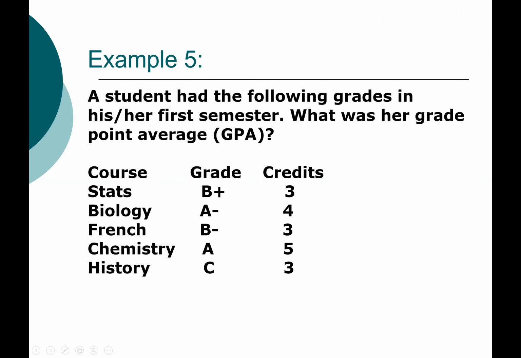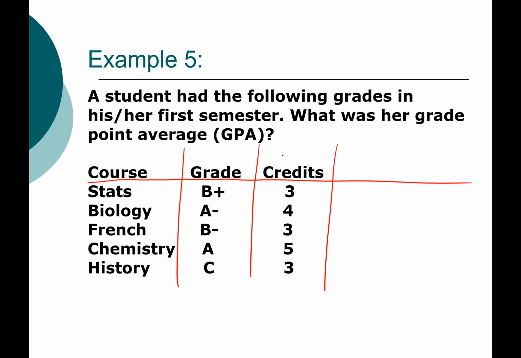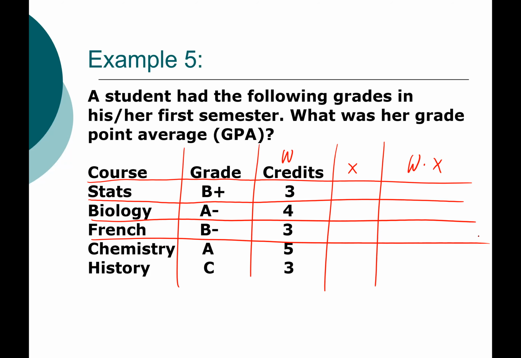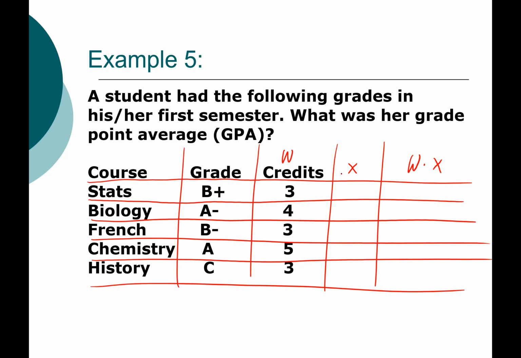Now, one more time, we're going to create a table, just like the other one. The table will be nice. The credits is what we call the weight. W is here. We need to know the X, and after that we calculate W times X. So I'm going to quickly draw the table. We know that B+ is 3.3, so the quality points associated with the grade of B+ is 3.3. Quality points associated with an A- grade is 3.7.